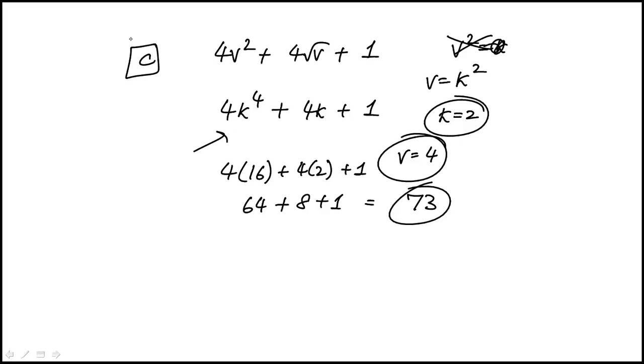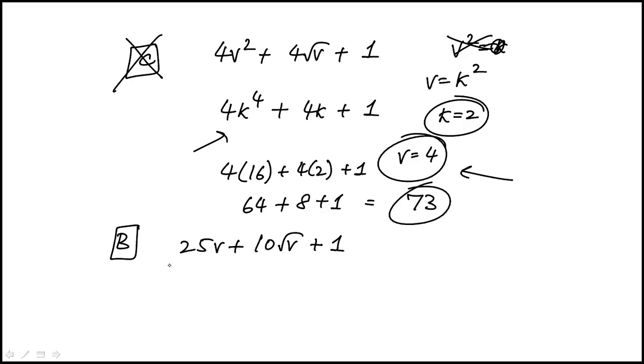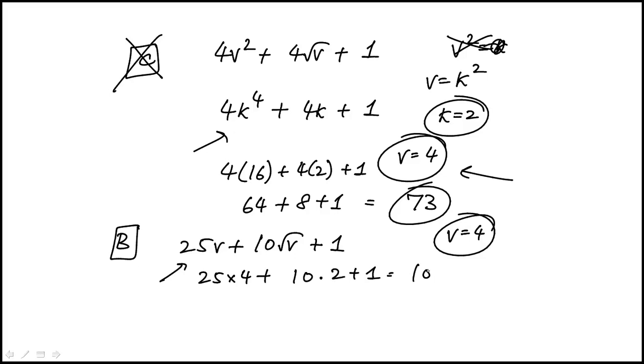So C is out. The other approach, what I did here was using numbers, and we can also do that for the other two choices. I think especially for B, which is a difficult expression which some students may not be able to see that it's a square of an integer. The way you would do it is to say, let's say v is 4. You substitute that here, so it's 25 times 4 plus 10 times square root of 4, which is 2, plus 1, which is 100 plus 20 plus 1, which is 121, which is indeed square of 11.